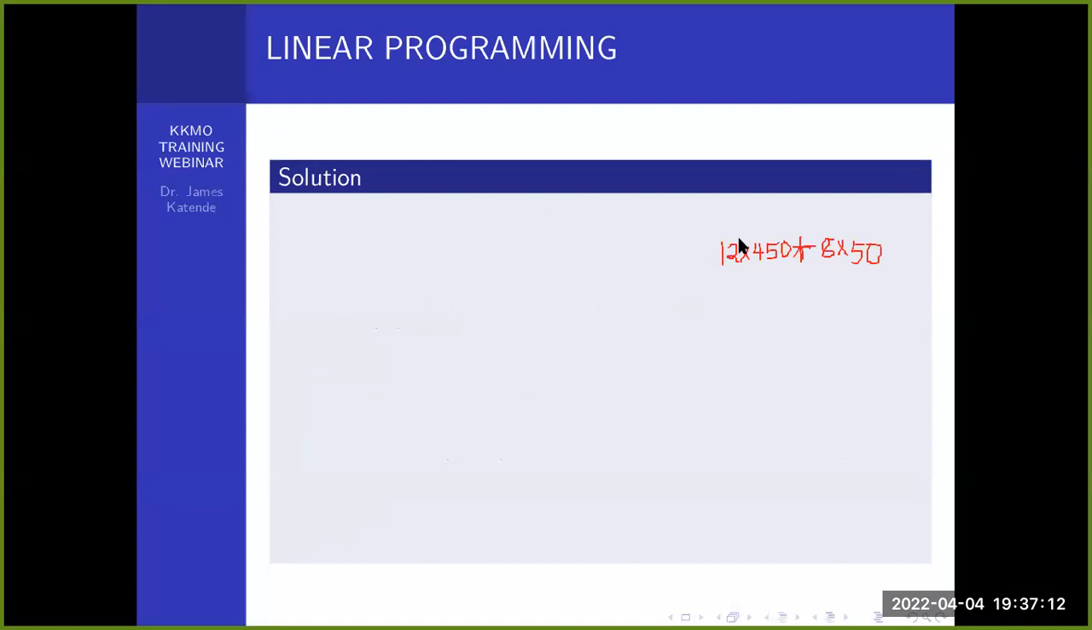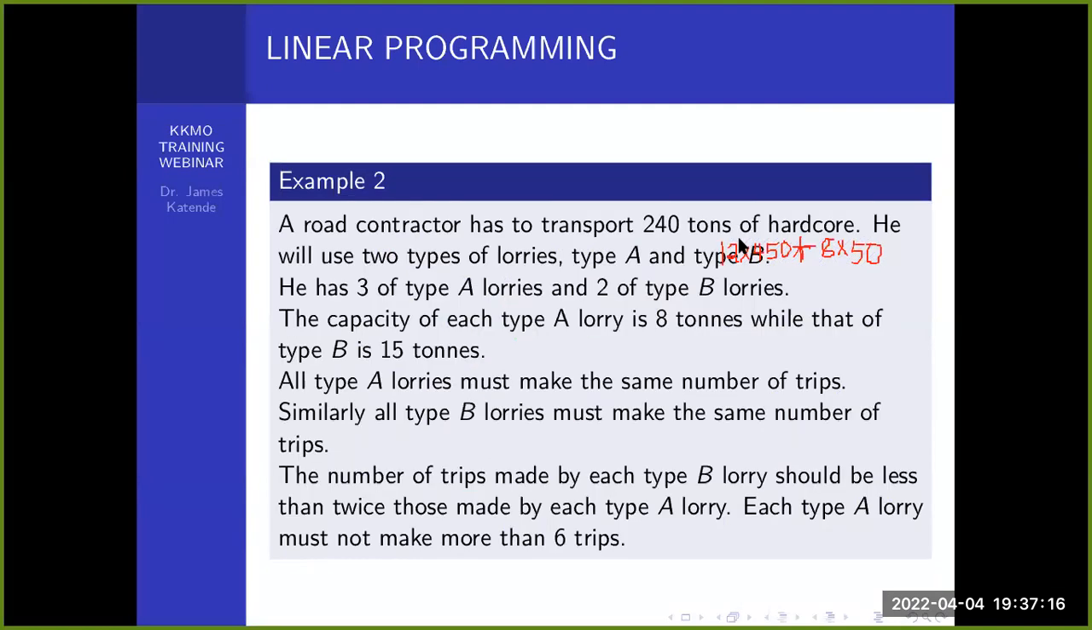Okay, so we can move on to the next problem. So this will be the last problem we cover.